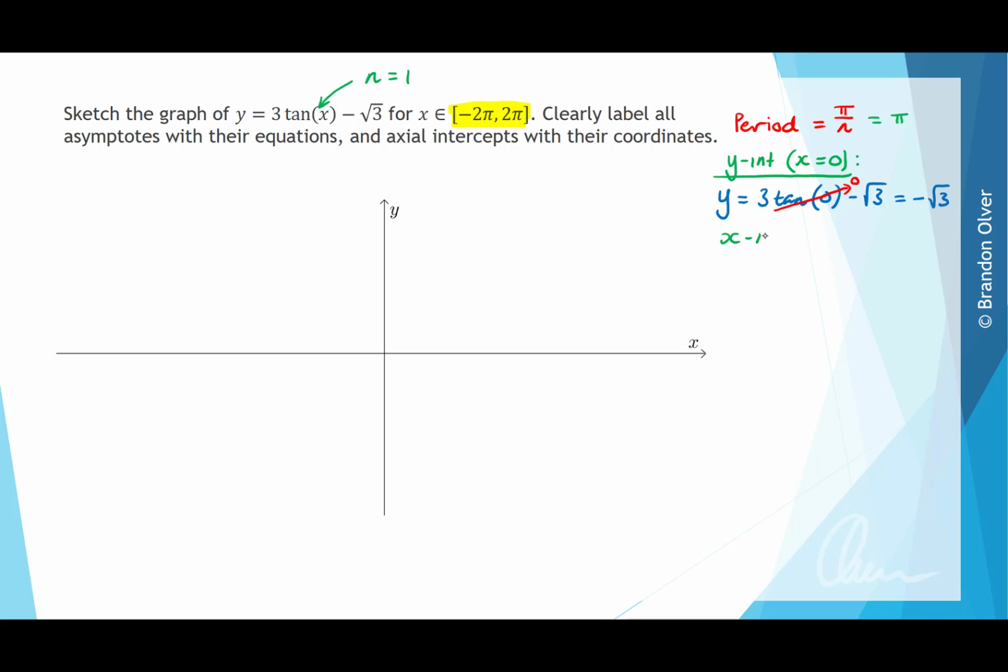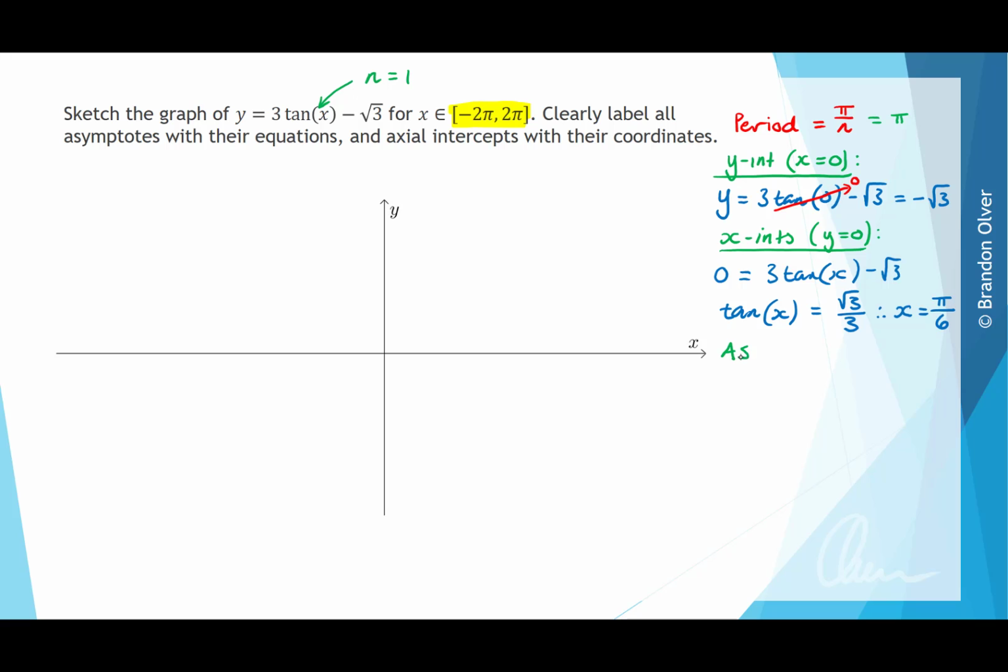Next, we're going to find the x-intercepts, and they occur when y is equal to 0. So we're going to solve the equation 0 is equal to 3 times tan of x minus root 3. And when you rearrange that to get tan of x by itself, you'll have tan of x is equal to positive root 3 over 3. And now that's an exact value you should know for tan, so that gives x is equal to pi on 6. So that's going to be one of our x-intercepts in this domain.